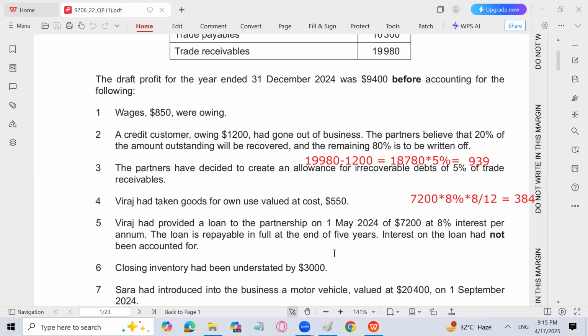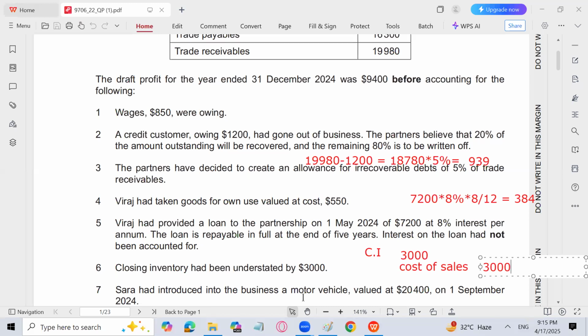Closing inventory has been understated by 3,000. So what is the entry to correct the closing inventory? Closing inventory will be debit and cost of sales is going to be credited with 3,000. This is the entry, basically to reinstate closing inventory, because it has been understated.